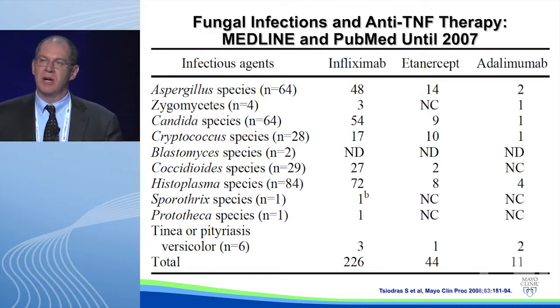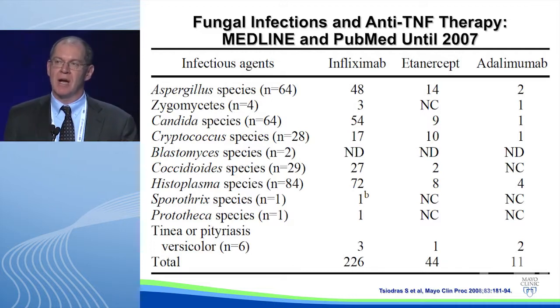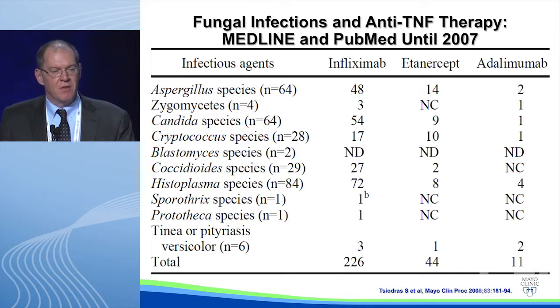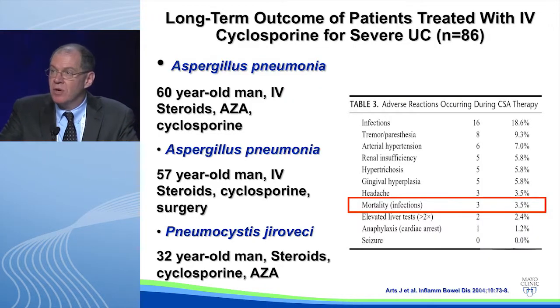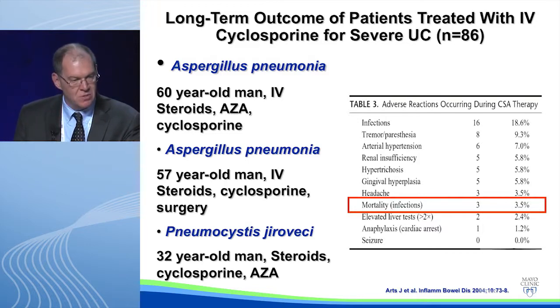There's debate in the literature as to whether or not you should screen for Histo or Cocci in advance in these endemic areas. I think there's not really a consensus on this. There are a variety of fungal infections that have been reported. This is one example of a study looking at MEDLINE and PubMed up until 2007, and you can see Aspergillus, Candida, Cryptococcus, Blastomyces, Cocci, Histo, etc. So these are of concern. This was a study looking at calcineurin inhibitors showing several patients who had serious fungal infections as well.